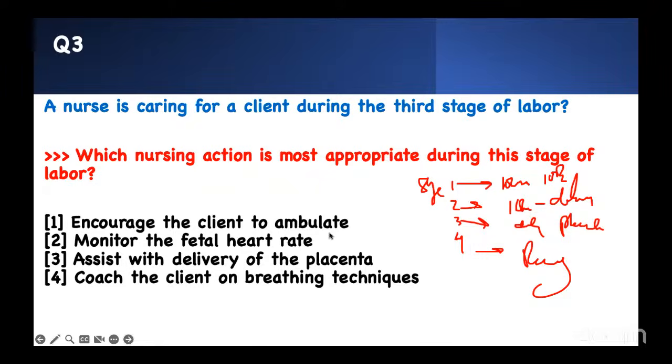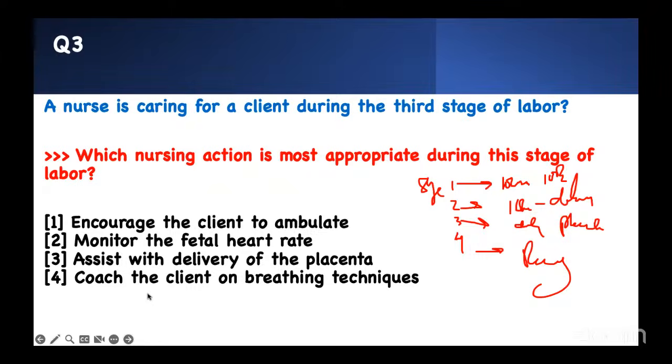Encourage the client to ambulate? No, it's stage three. Monitor fetal heart tone? Of course, yes, but we have already delivered the baby at the third stage. What do we do? We have to assist with the delivery of the placenta. We don't coach breathing at this time. We start coaching during the first stage and the second stage. At this stage, we have passed breathing.